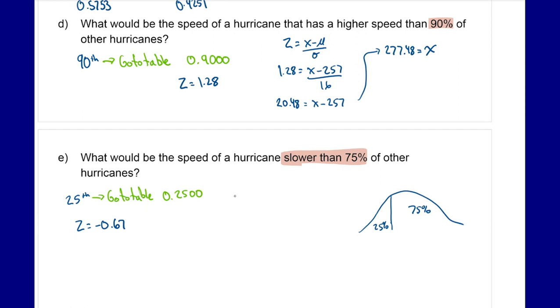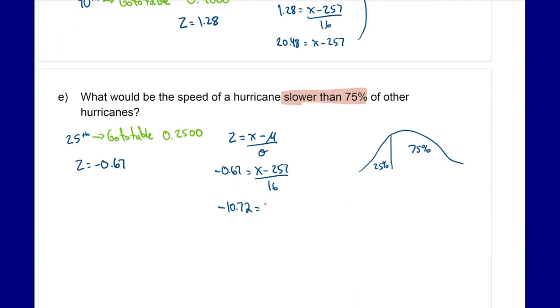Now again, same idea as the previous question. We're going to plug that back into our formula. So negative 0.67 equals x minus 257 over 16. Bring the 16 up and multiply, we get negative 10.72 equals x minus 257. Add 257 to both sides, and we get 246.28 equals x. So that means that a speed of 246.28 kilometers per hour is slower than 75% of other hurricanes, but also greater than or equal to basically 25% of the speeds.